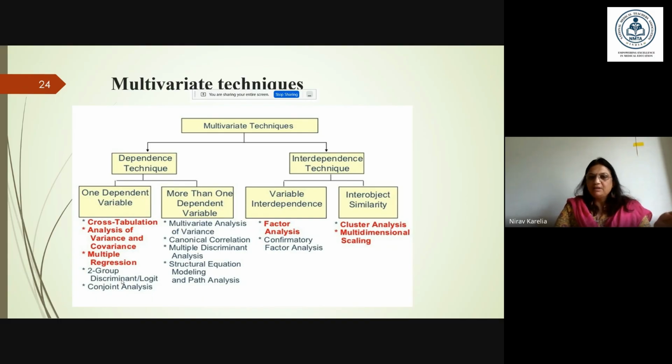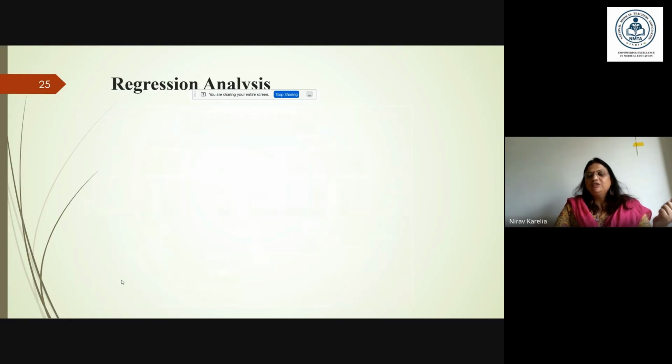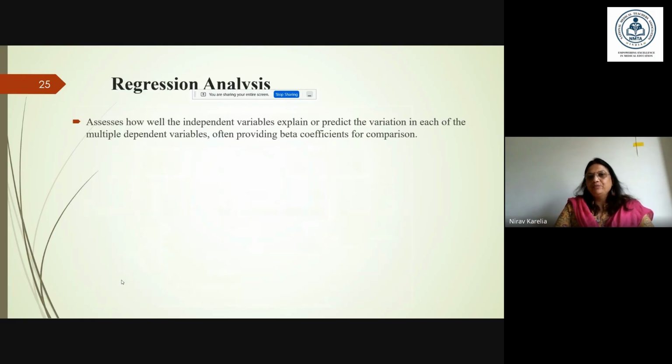There are many methods, but these three are very commonly used in medical research, and I have come across them often. First, the regression analysis. What is regression analysis? It assesses how well the independent variables explain or predict the variation in each of the dependent variables.